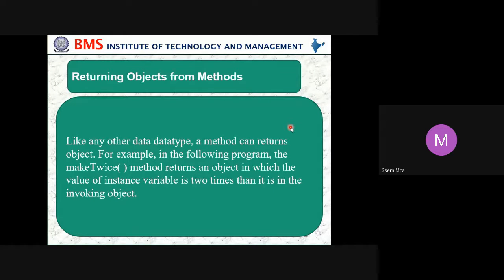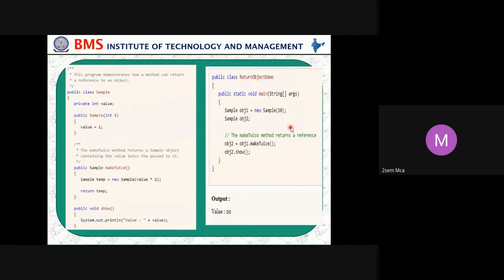Next we move on to returning an object from a method. So how do we return? Like any other data type, a method can return objects. For example, in the following program, the makeTwice method returns an object in which the value of the instance variable is 2 times that in the invoking object.